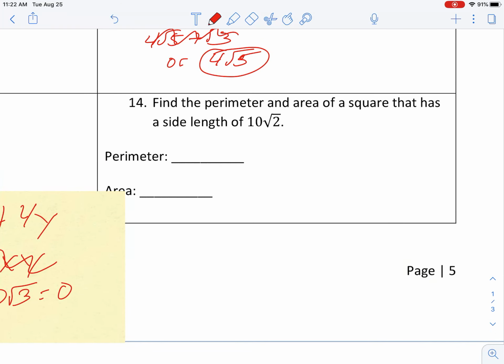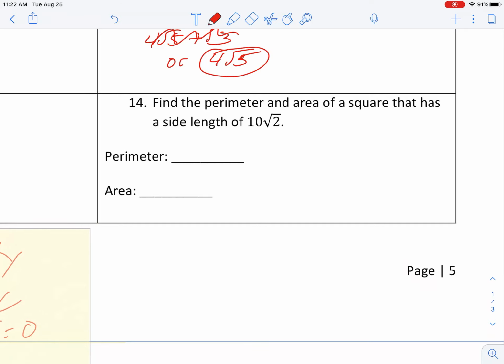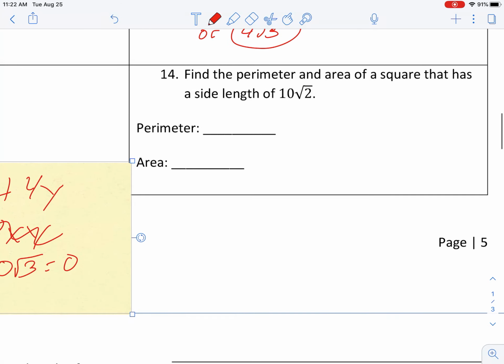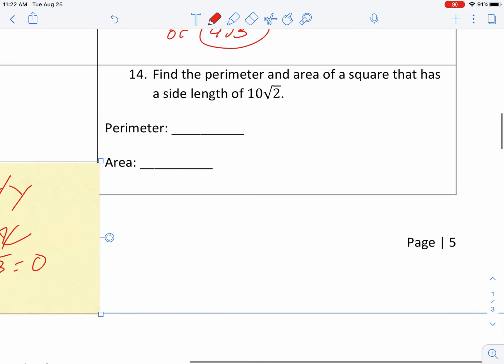Okay, so let's continue on here. Example 14. Let's throw in a bit of geometry now with this, okay? I would be doing the same thing in my algebra class. We're talking basic perimeter and area. So we got ourselves a square.